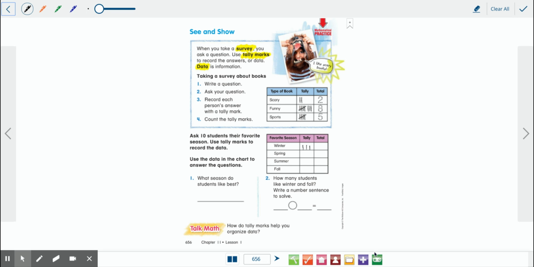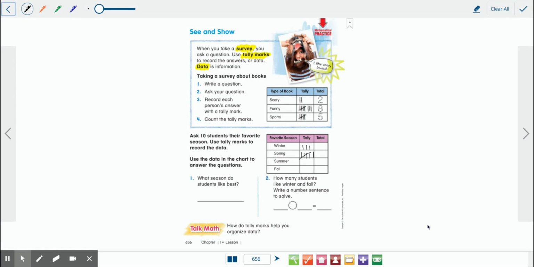We're going to have 6 votes for spring. So let's make 6 tally marks. 1, 2, 3, 4. Oh, I have to remember, I have to go across with my 5th tally mark. 5, and then start the next section. 6.